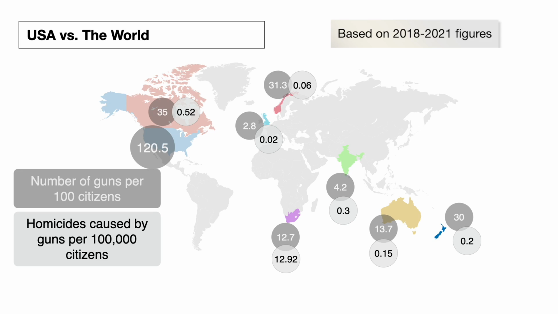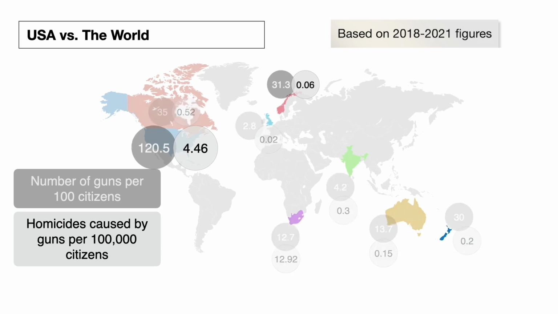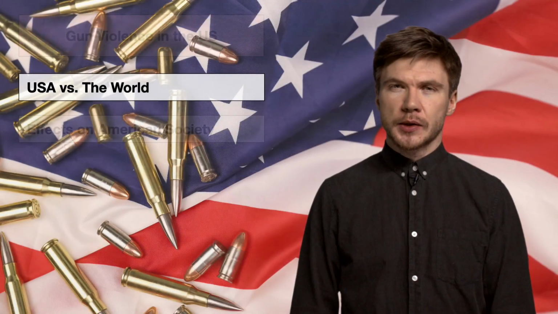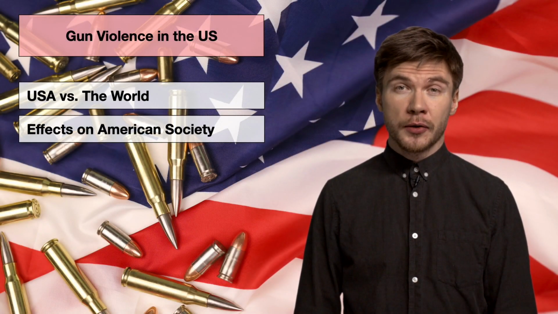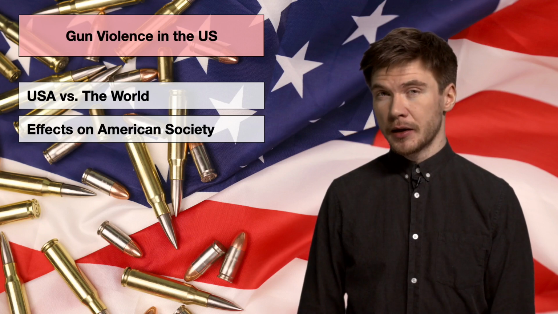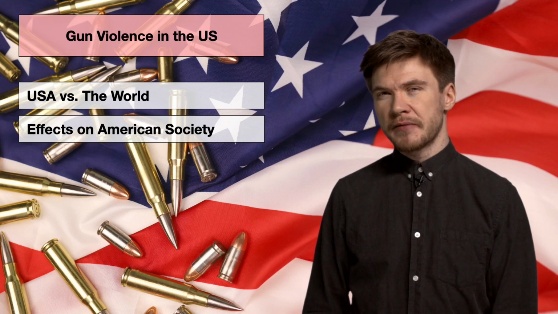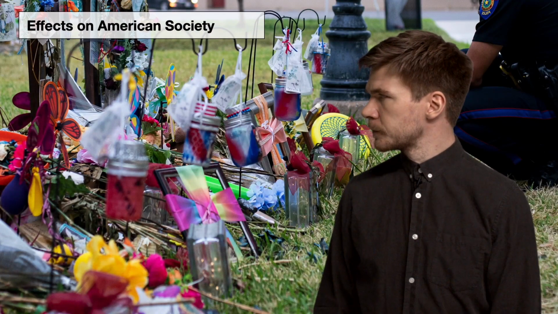The United States, in comparison, has 4.46 gun homicides for every 100,000 citizens. That means, while having 4 times the number of guns than Norway per capita, the US has 75 times the number of gun murders than Norway per capita. So the number of guns and gun murders are extremely high in America compared to most of the English-speaking world. But what are some of the effects on American society?